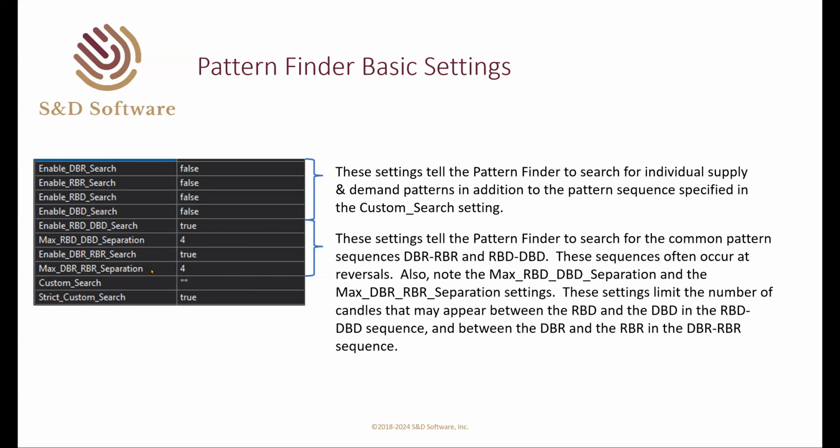Now, most of the time when you see these compound patterns occur, they occur very close together, and often the leg out of one may be the leg in of the second one. But the defaults do allow you to have 4 candles between them and yet still count it as a valid compound pattern. And again, depending on your market, you can back test to see what gives you the best results, and then you can adjust those values accordingly.